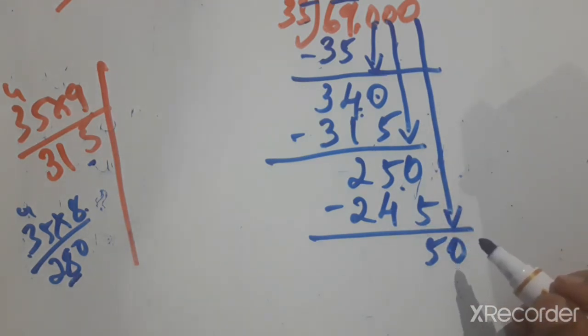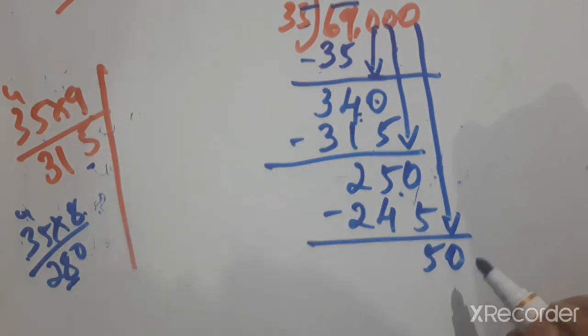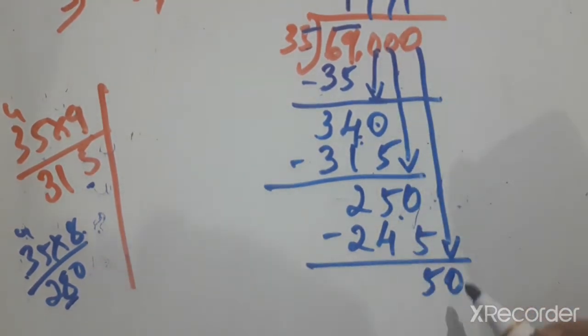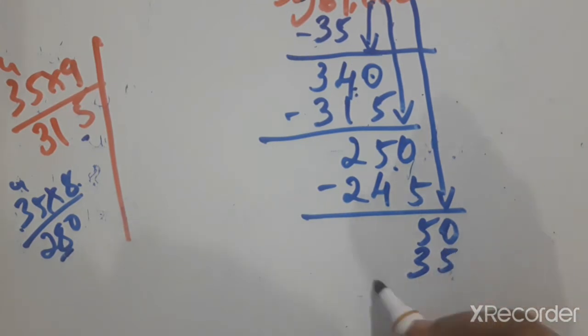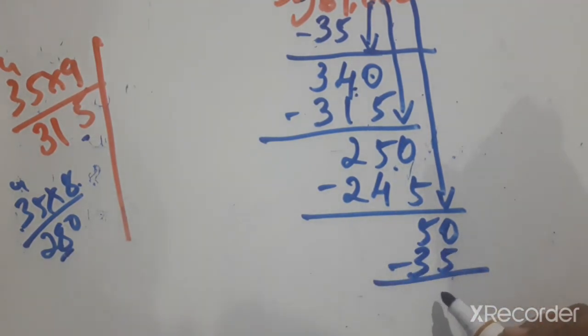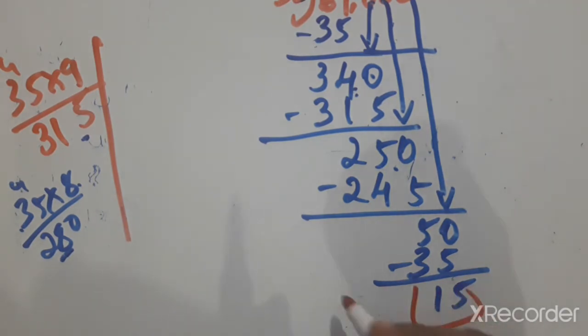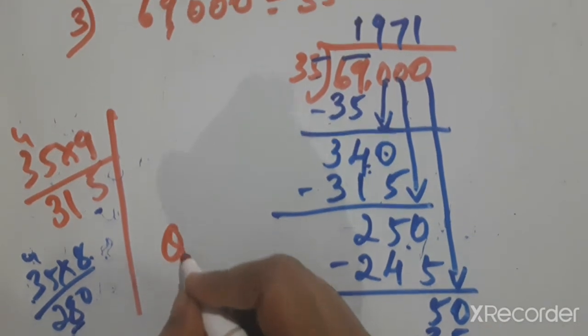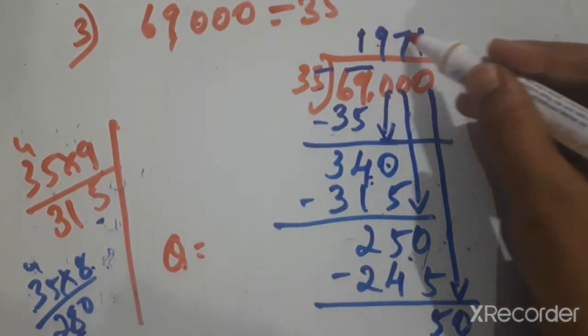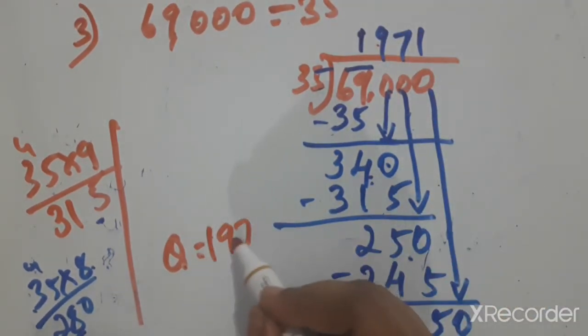50. Now how near is 35 to 50? 35 ones are 35, that is the nearer one, minus means again 15 is the remainder. So the answer is, the remainder is 15 and the quotient is how much? 1971.